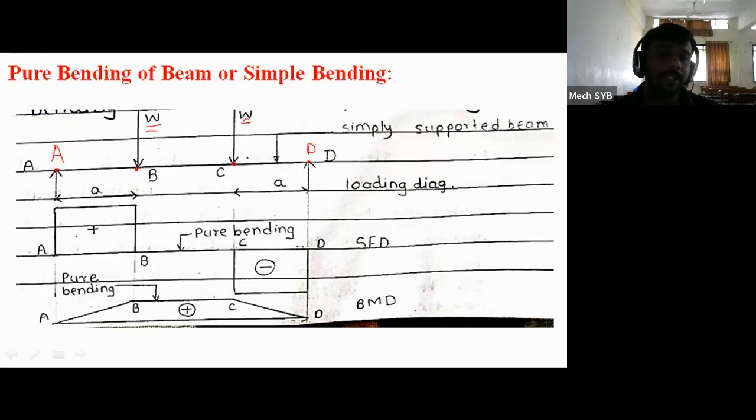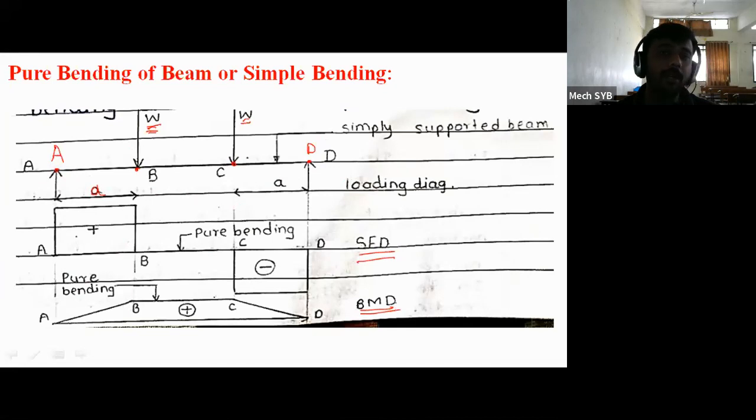Okay, and these point loads are applied at a distance A from the end points. बघा, point B वर जो काय W चा point load अप्लाय झालेला आहे तो किती डिस्टन्स वर आहे तर A from the left support, तसाच दुसरा point load A from the right support. Okay, and below this is your loading diagram. हे आपलं loading diagram आहे, and below this loading diagram we have drawn SFD and BM.